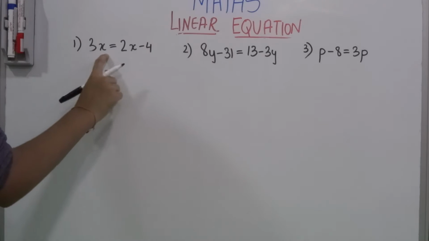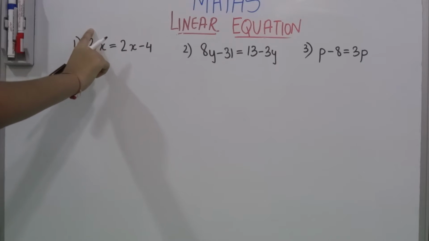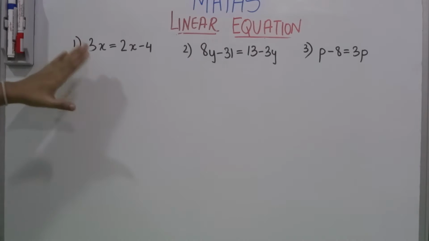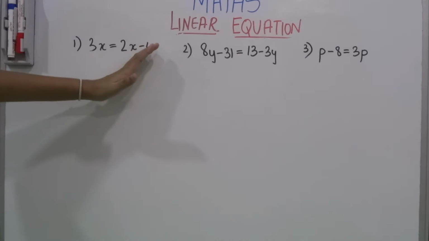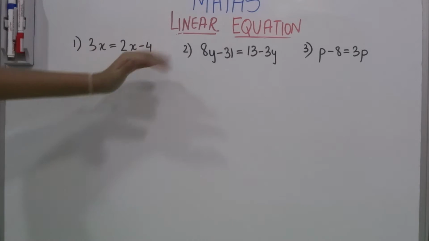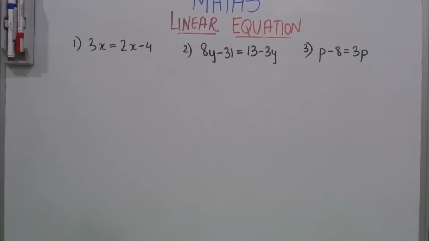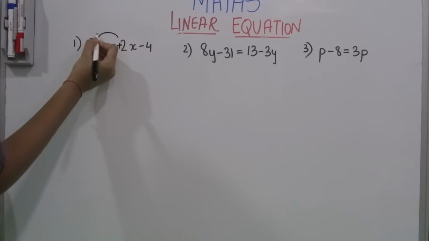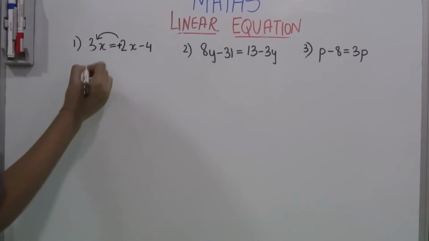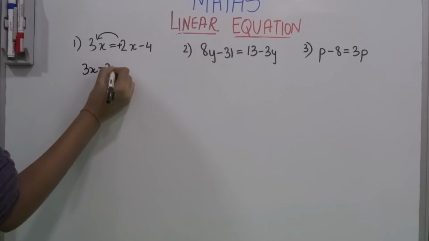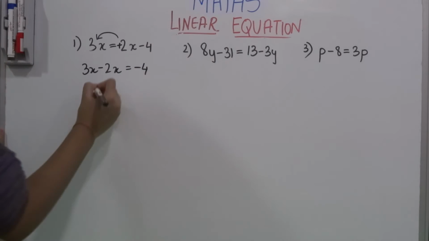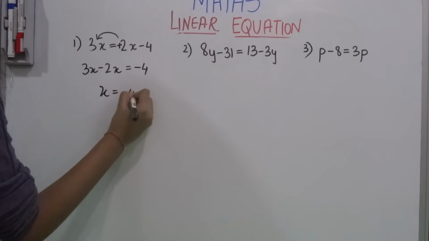Now here there is a 3x on the left hand side of the equal to sign, and there is a 2x on the right hand side of the equal to sign. Now it is better if we move all the numbers with the variables to the left hand side and leave the numerals on the right hand side. So now let's see if we can move this 2x to the left hand side. Now this is plus 2x. So when we move it to the left hand side, it becomes minus 2x. So 3x minus 2x is equal to minus 4. 3x minus 2x is nothing but x is equal to minus 4.